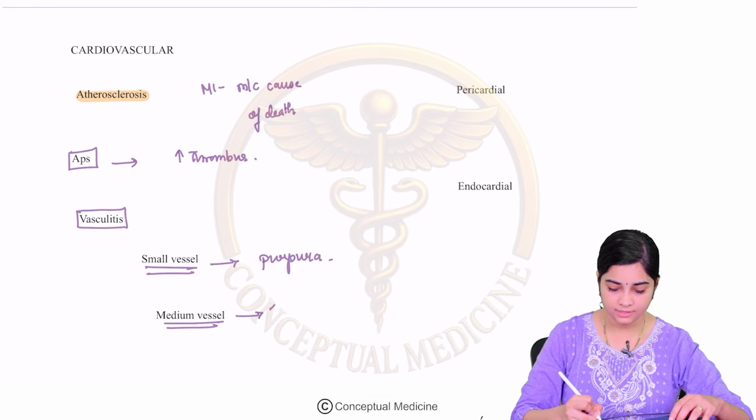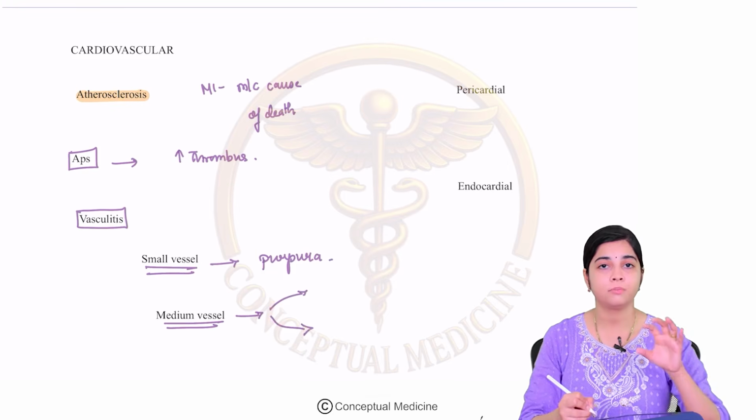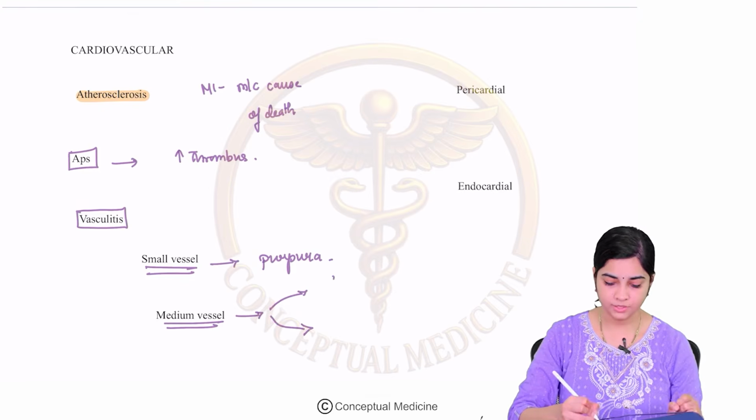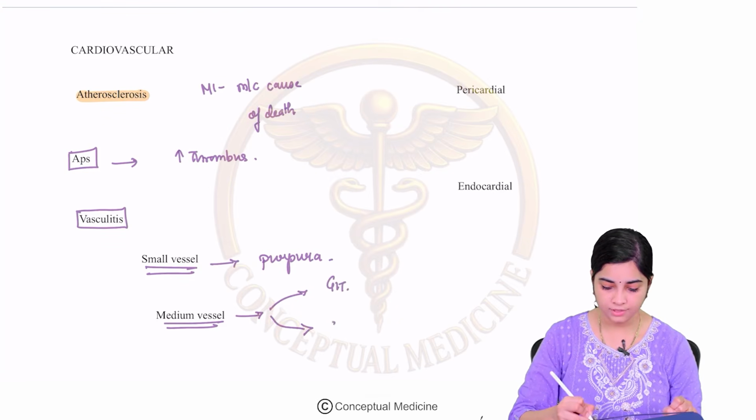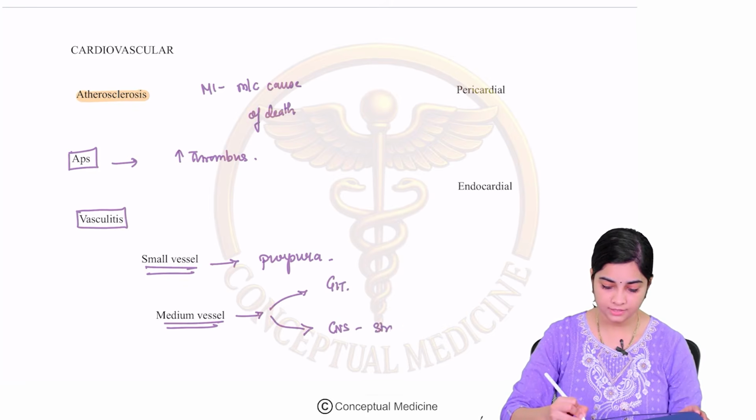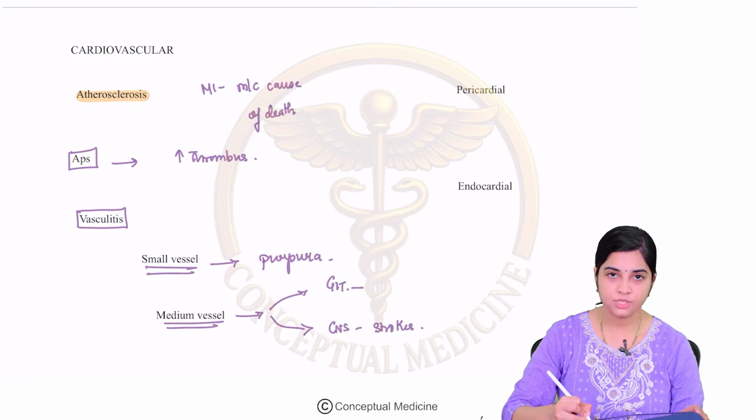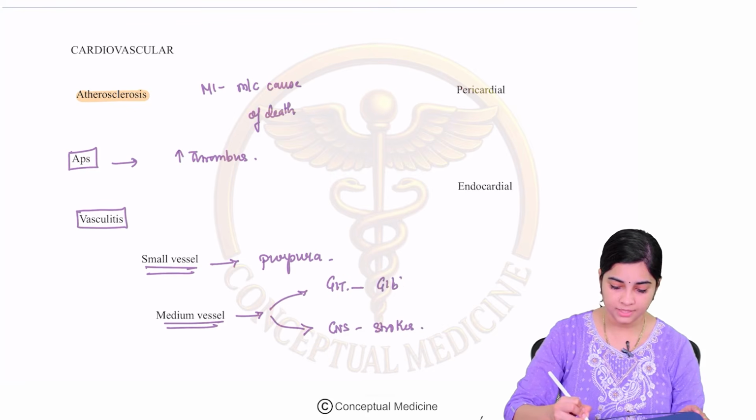Medium vessel vasculitis involves the vessels of medium caliber. So it can involve the GI tract or it can involve the CNS. CNS involvement can result in CNS vasculitis, which can result in strokes. In the GIT, it can result in GI bleeds or it can result in mesenteric ischemia.